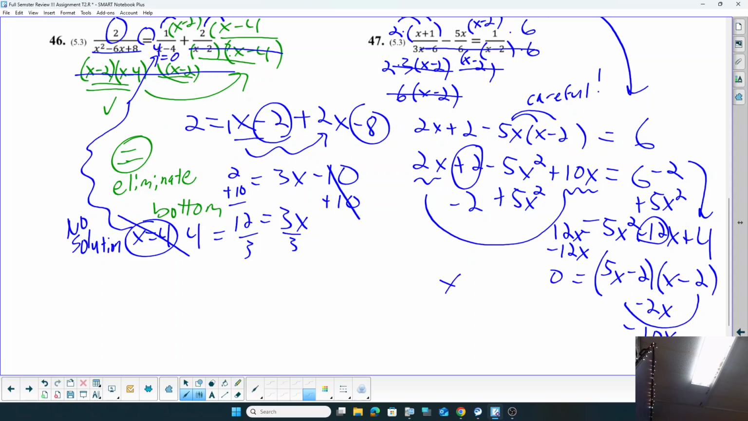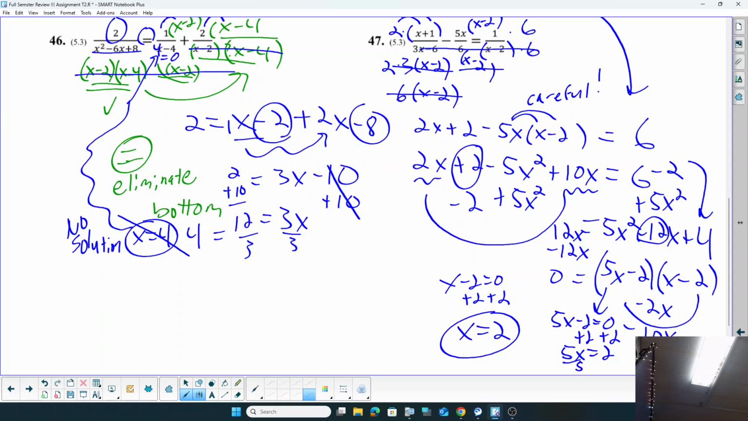So we get x minus 2 equals 0. Add 2 to the other side, so x equals 2. And don't forget this one: 5x minus 2, set equal to 0. Add 2 to the other side, so we get 5x equals 2. Divide by 5. We get 2/5.